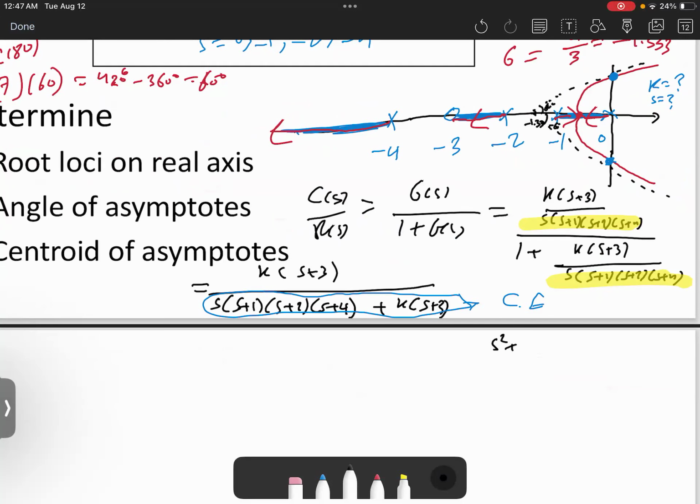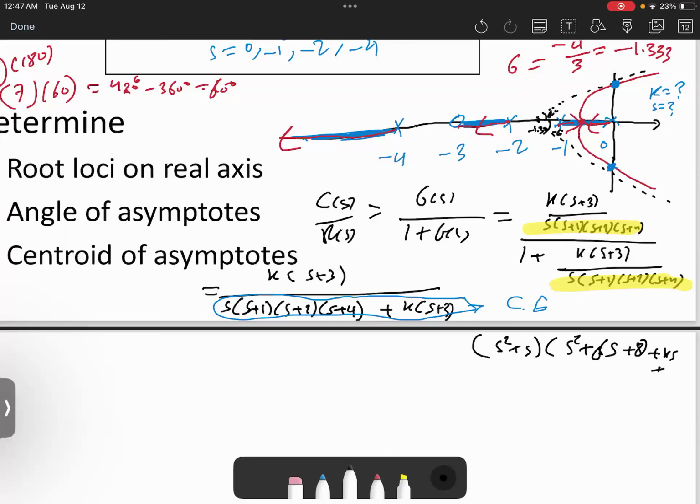So as we mentioned, it's s squared plus s times s squared plus 6s plus 8, plus ks plus 3k. Then let's do more simplification, which is s to the power 4 plus 6s cubed and 7s squared plus 8s plus 6s cubed. So it will be 14s squared plus 8 plus ks plus 3k. That's the characteristic equation.